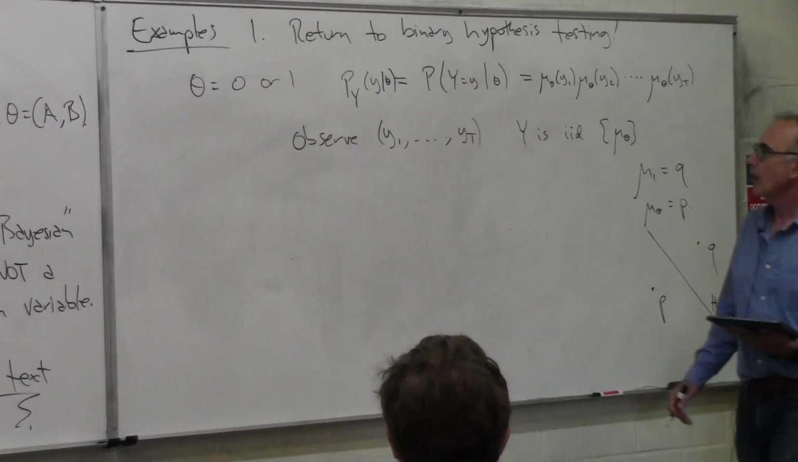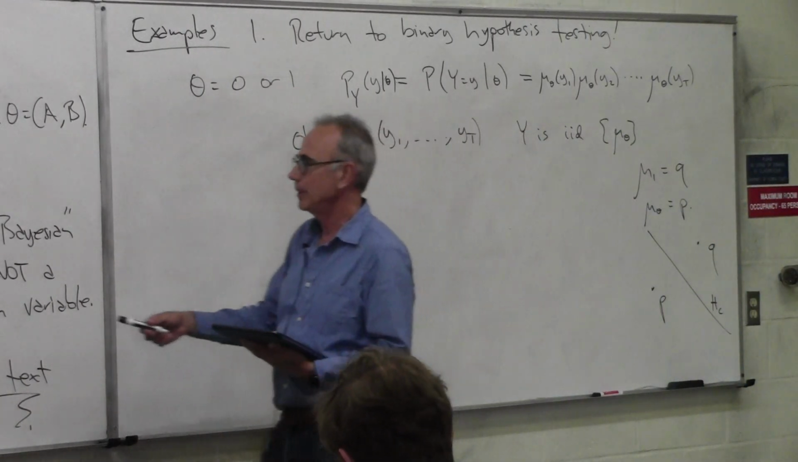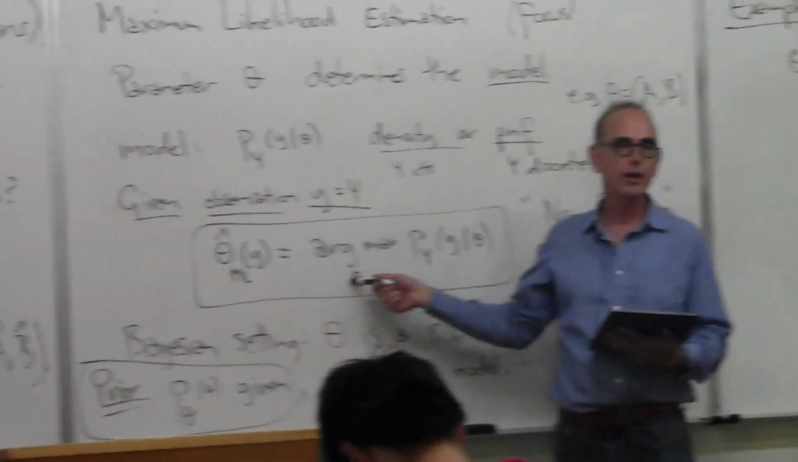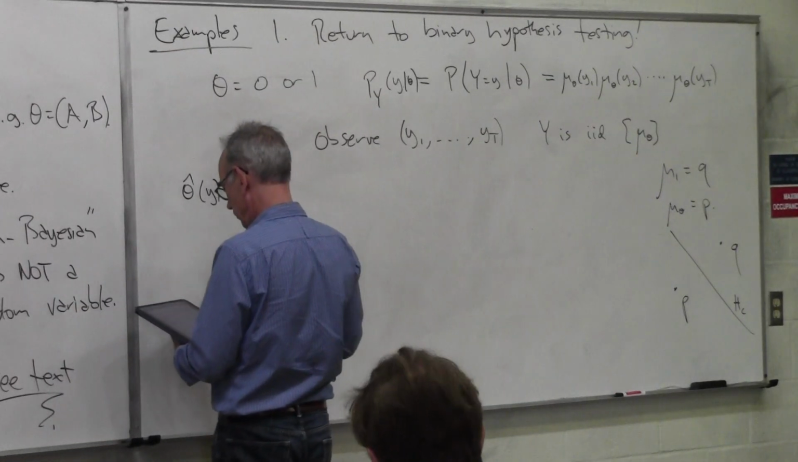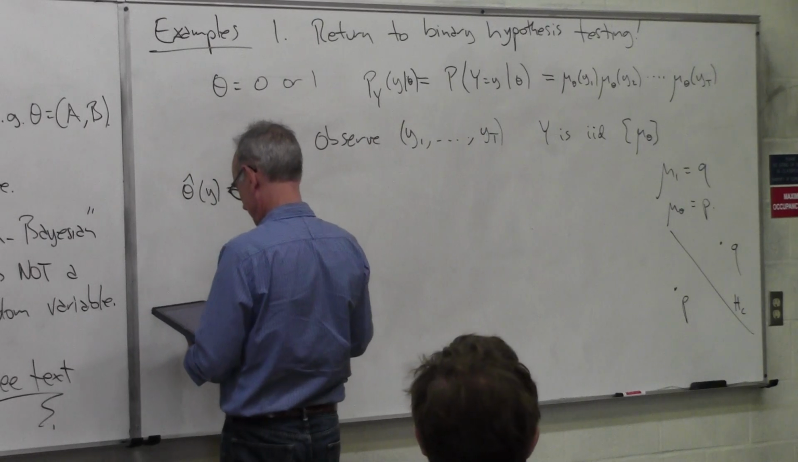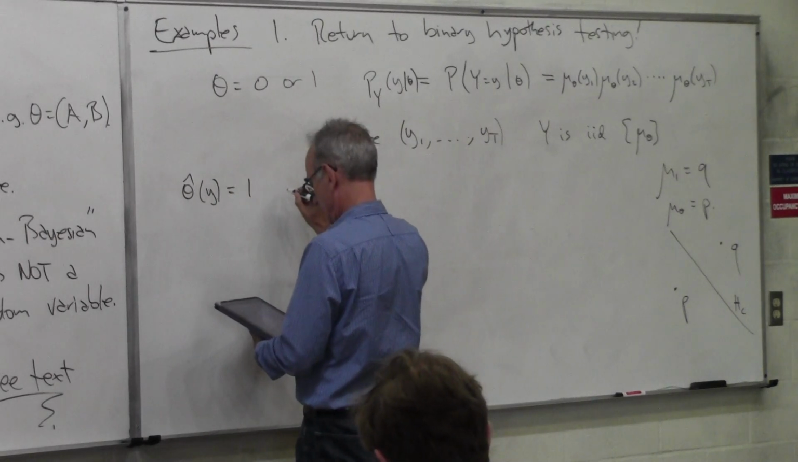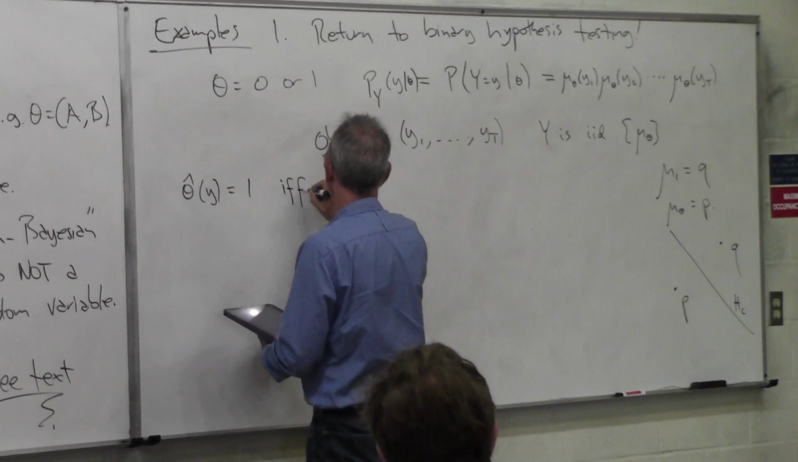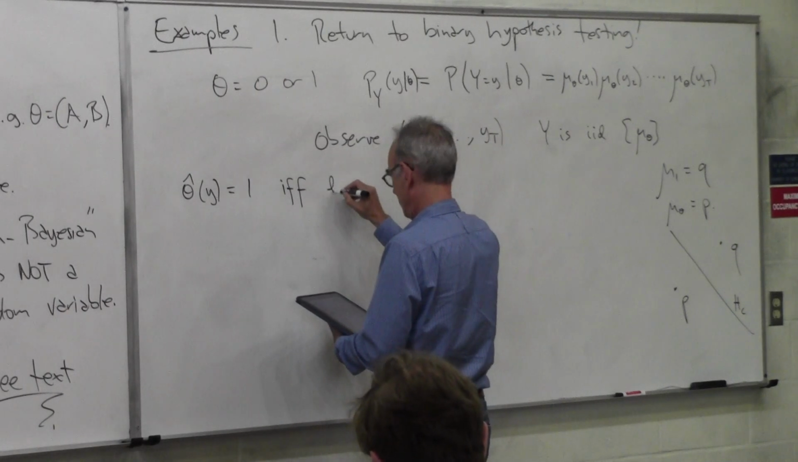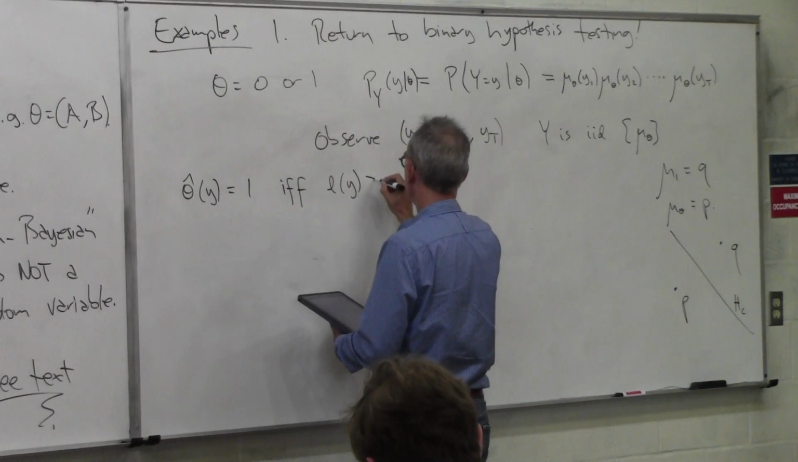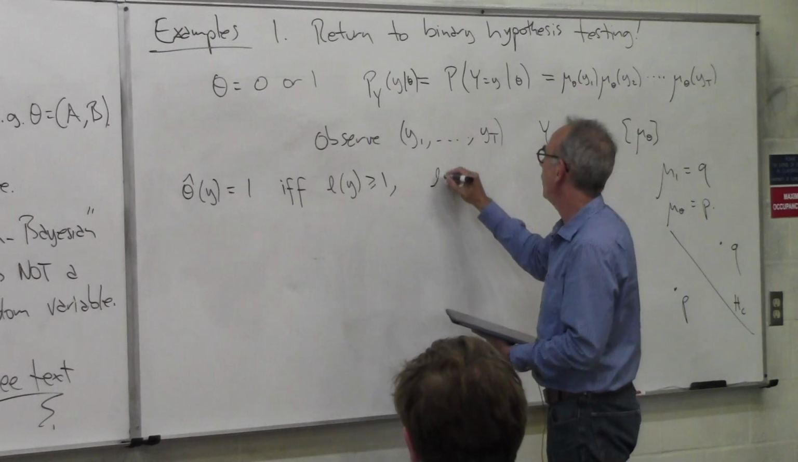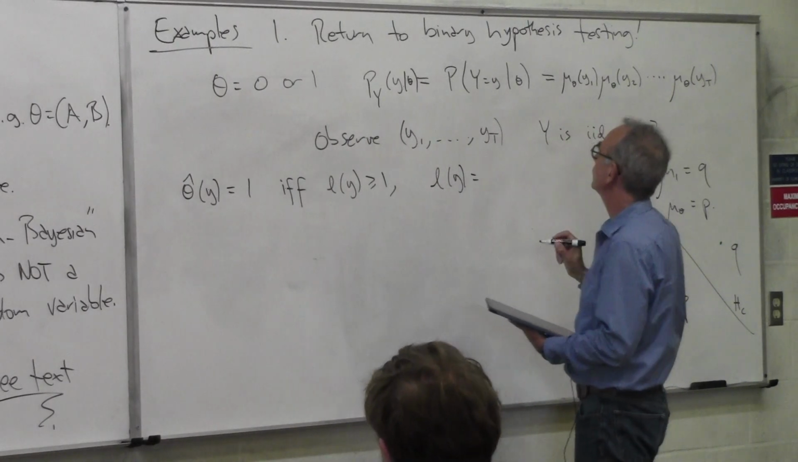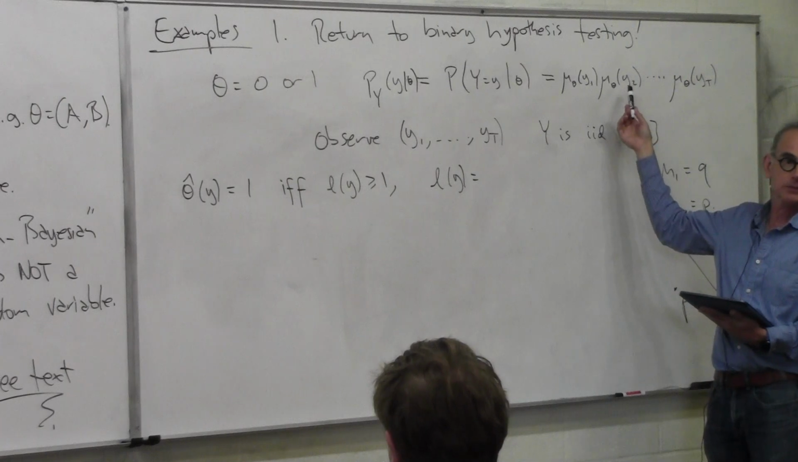So we only have two possibilities for this ML estimator. So we're just maximizing over theta equals 0, 1. All right. And so we're going to have theta hat of y equal to 1 if and only if the likelihood ratio is greater or equal to 1. So L of y is just going to be equal to the ratio of these probabilities.